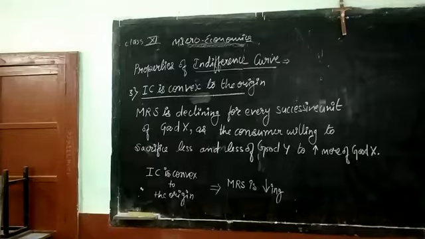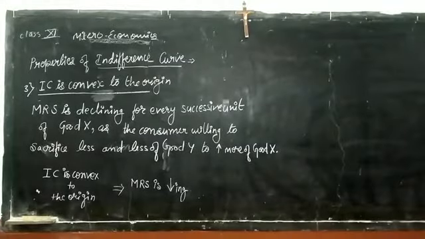Okay. In simple words, we can say that IC is convex to the origin because marginal rate of substitution is decreasing. Here I am using a down arrow for decreasing and an up arrow for increase. So the marginal rate of substitution is decreasing. This is the reason for the convexity of the indifference curve.